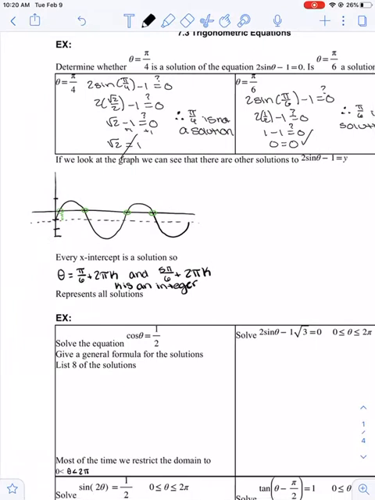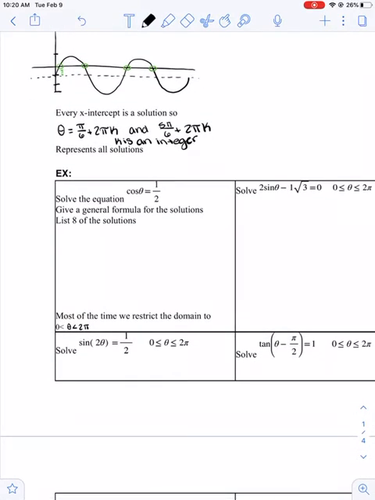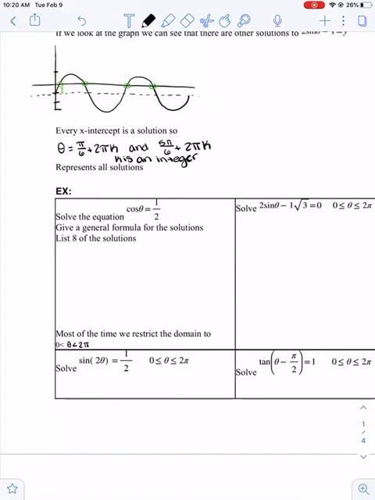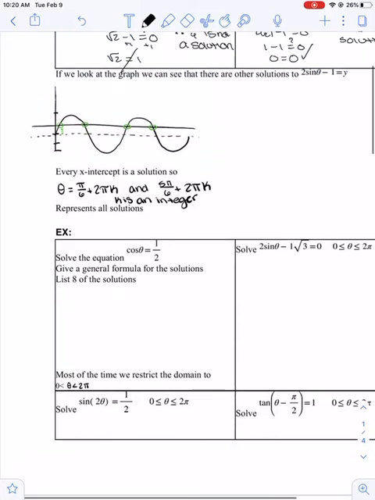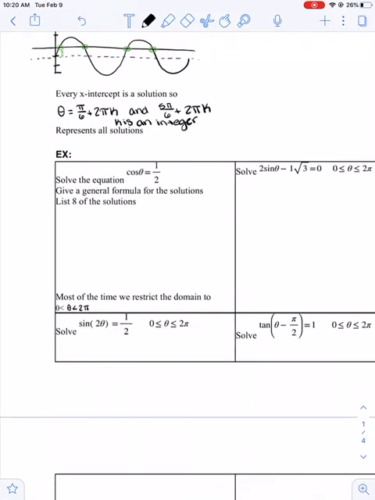And you can tell this on a graph just because those are your x-intercepts on your graph. Okay. And you can represent all those solutions by adding 2 pi k, because every 2 pi for sine is your period, and you get the same solution.